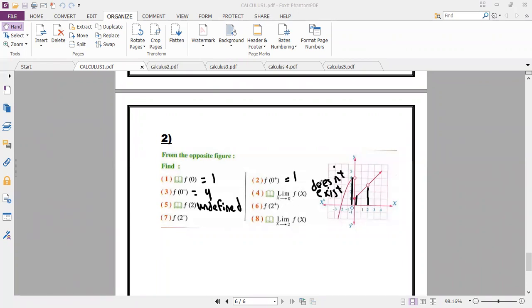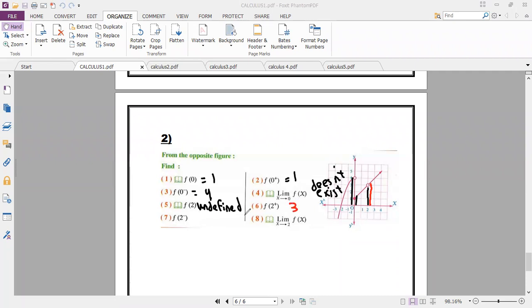And f of 2 from the right, the limit of the function when x approaches 2 from the right, just more than 2, just a little bit more than 2. So here, more than 2, just a little bit, and go up here. You will hit the straight line at 3. So f of 2 from the right is 3.